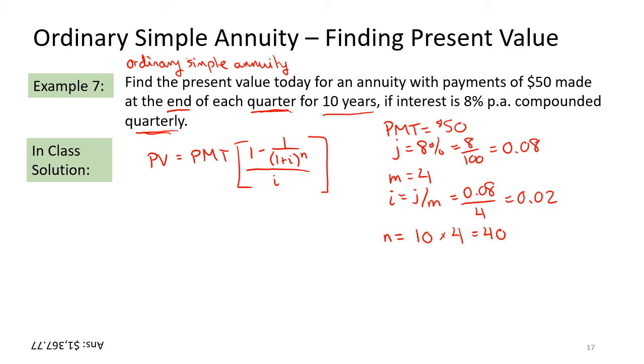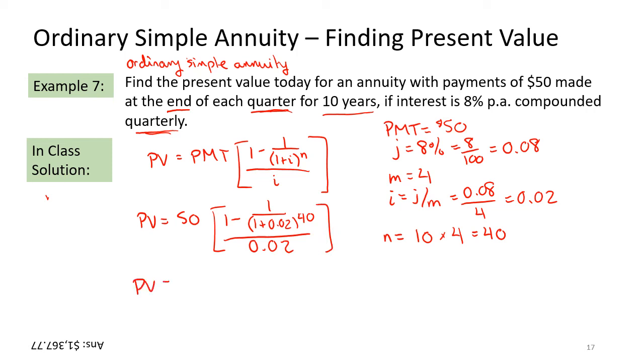So given all this, we can simply substitute it in. The present value is equal to our payment, 50, times 1 minus 1 over 1 plus 0.02, remember 1 plus our periodic interest rate, to the exponent 40. Let me just erase it, write it a little bit better. Divided by our periodic interest rate, which is 0.02. So if you calculate that out, you get $1,367.77.